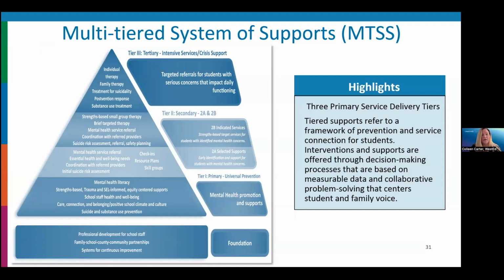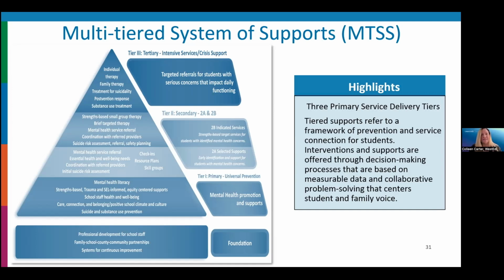It includes screening, progress monitoring, also a multi-level prevention system, which I'm going to talk about in a second with the three tiers. And also it's built on data-based decision making. So as you can see, we have a triangle or a pyramid, whichever way you want to look at it. And from this, we have three tiers.